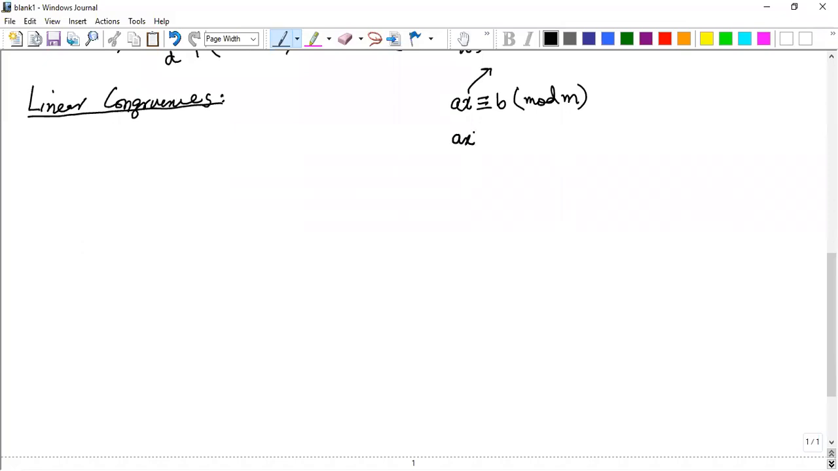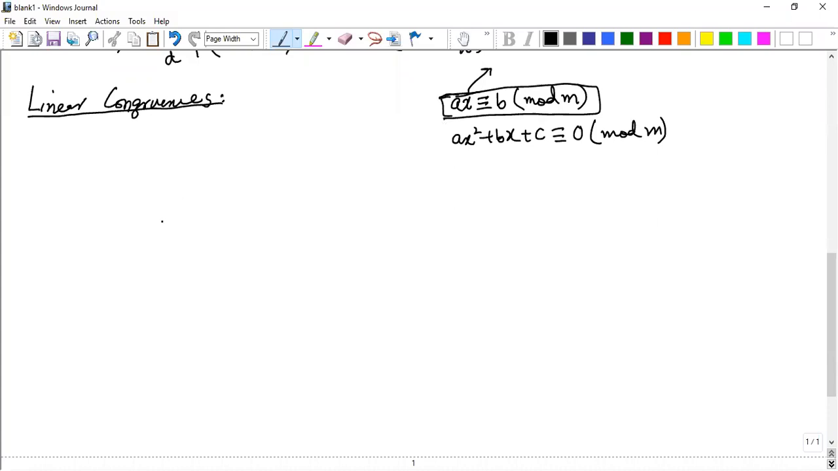Similarly, we have ax squared plus bx plus c congruent to 0 modulo m. This is a quadratic congruence. We will solve quadratic congruences later in the next chapter. In this chapter we will discuss linear congruences. All linear congruences are in this form.